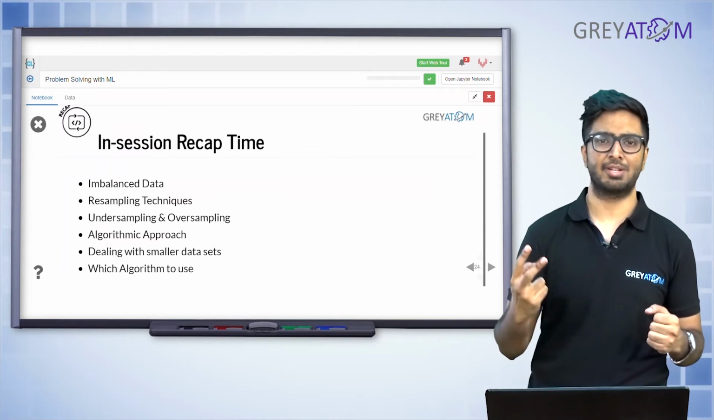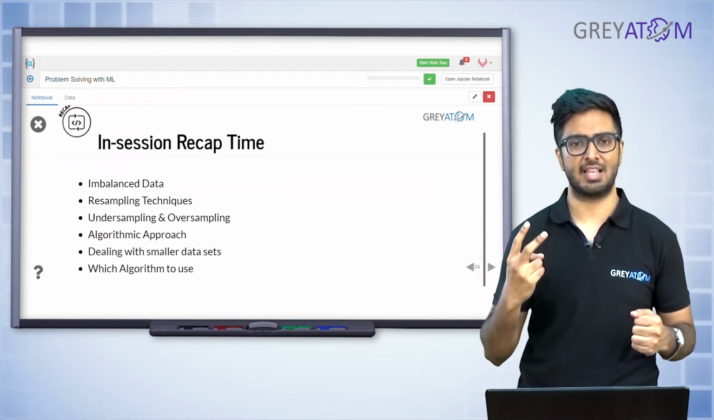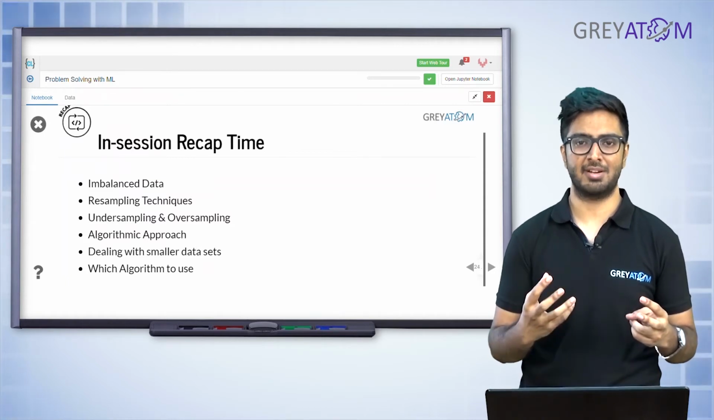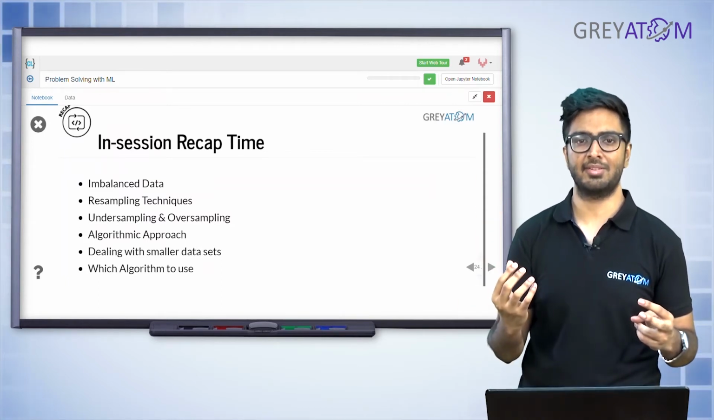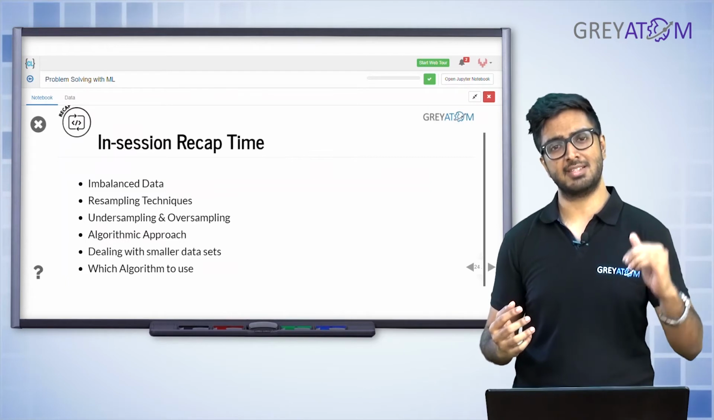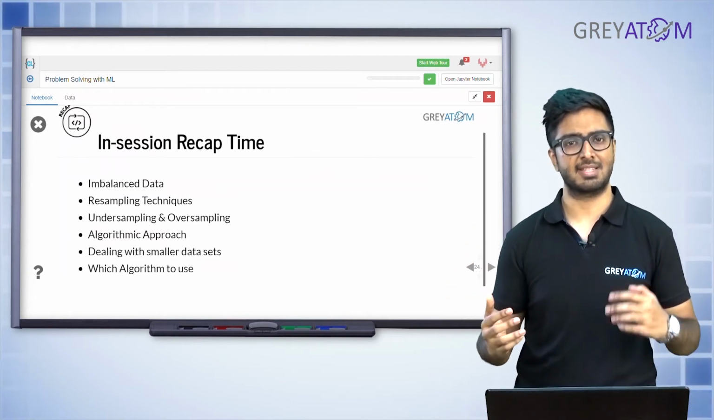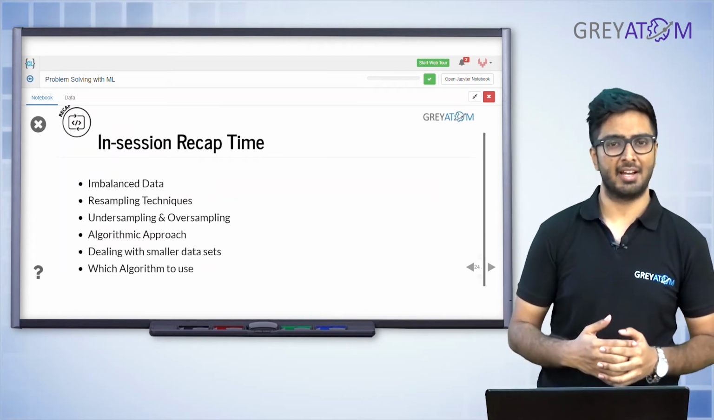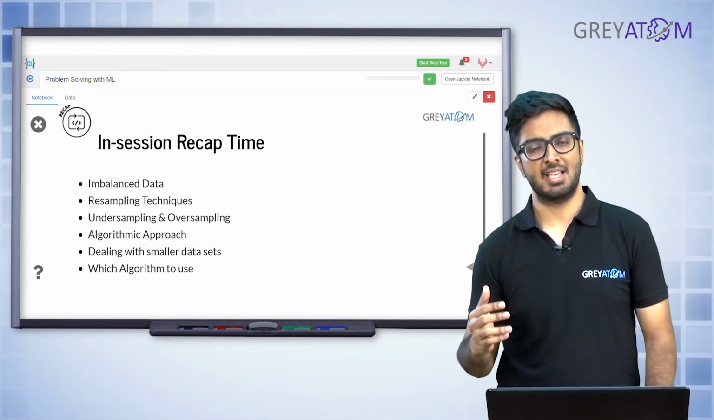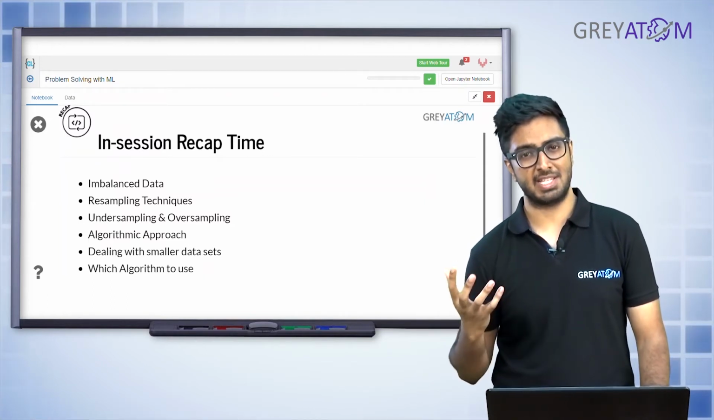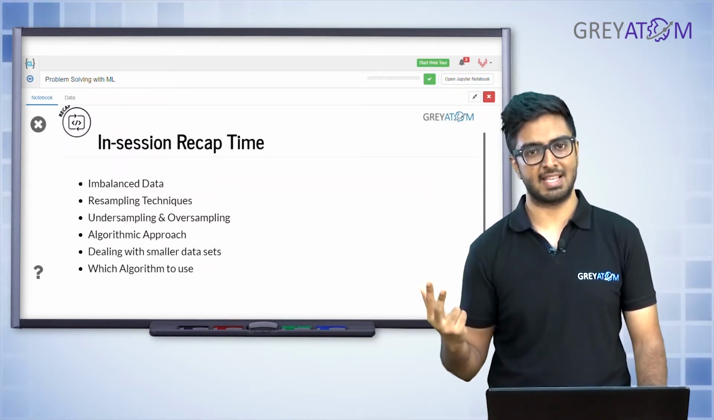Now to do that, there are only 2 approaches. One is change the data, the other is change the algo. Now for change the data, you had again only 2 things that you could do. You could take the majority class and bring it down to the level of minority class, or you could take the minority class and bring it up to the level of majority class. The first one was called undersampling, the second one is called oversampling. And in undersampling, we had covered multiple techniques.